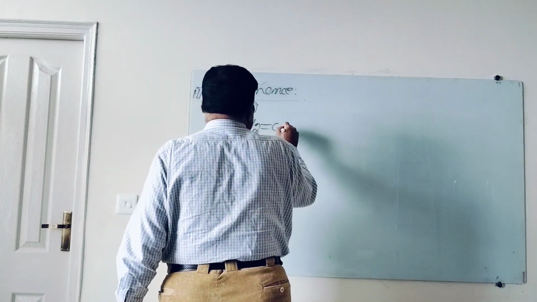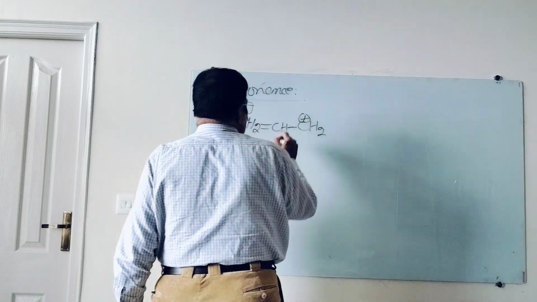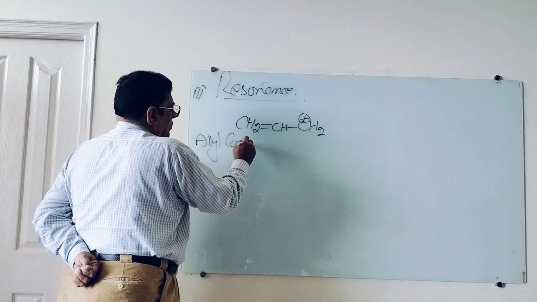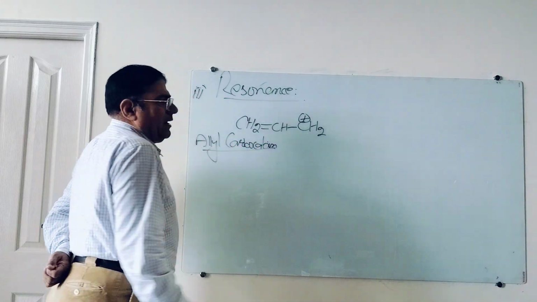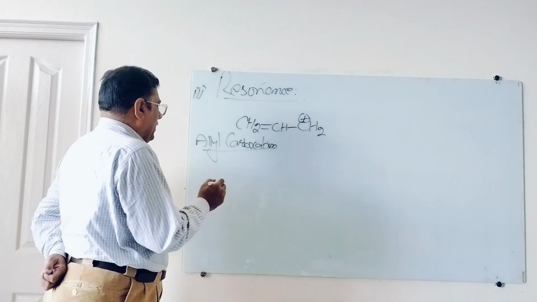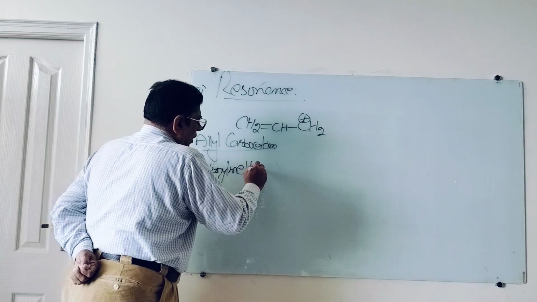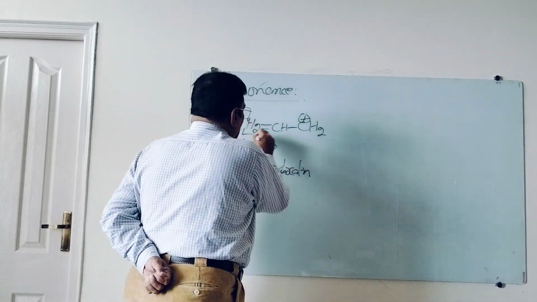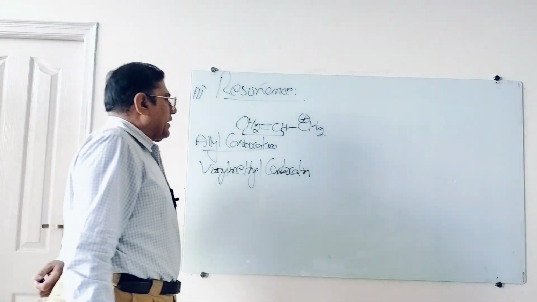Now I am taking the example. Yesterday I took the example CH2, CH, CH2. What is this? This is allyl carbocation. Am I right? According to the second nomenclature, I can say this is vinyl methyl carbocation. Are all agreed with me? Why vinyl methyl? One hydrogen has been replaced by a vinyl group. So you can say allyl carbocation or vinyl methyl carbocation.